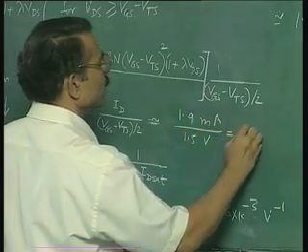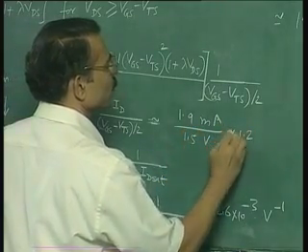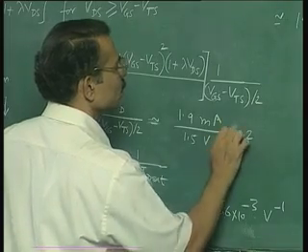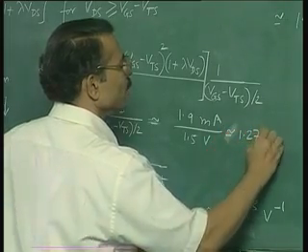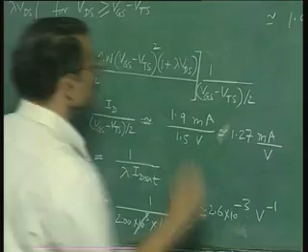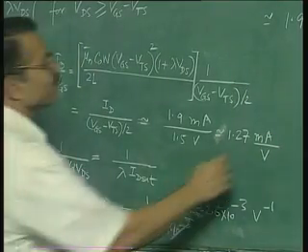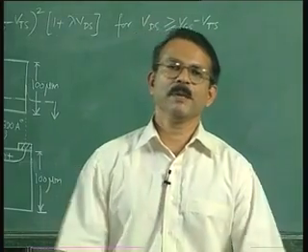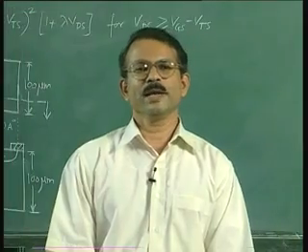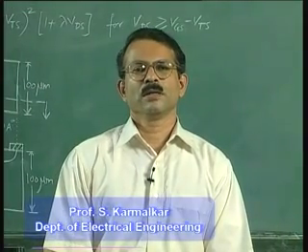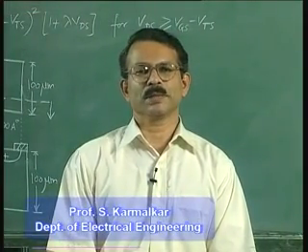So this is approximately 1.27 milliampere per volt. So that is the kind of GM you have. These are the typical values of the various parameters. So with that we complete the solved example.